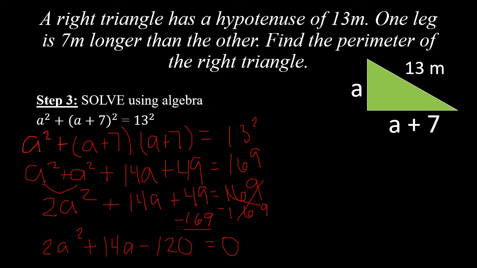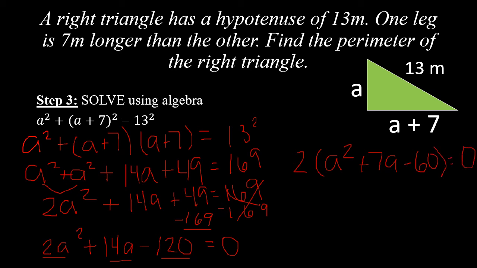There is a GCF here, you guys. Remember, when you're factoring, the first thing you should ask yourself is, is there a GCF? There is. It's 2. We can pull a 2 out of each of these terms. Okay, so let's pull our 2 out. That leaves us with a squared plus 7a minus 60 equals 0.